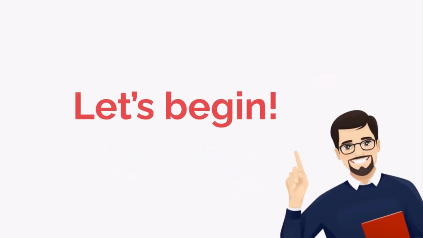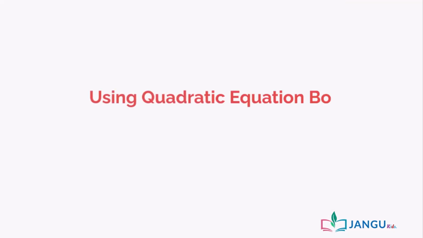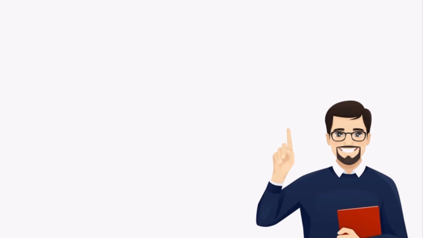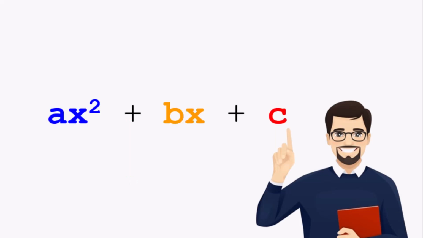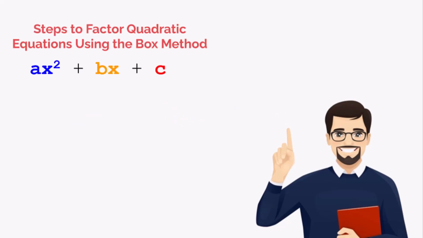Let's begin. In the previous lesson, we learned how to expand and factorize algebraic expressions using prime factors. Now, let's learn how to do that using the quadratic equation box. The box is just a 2x2 square that we use to put the terms of the trinomial. Assuming a quadratic equation, ax squared plus bx plus c, let's look at the steps that must be taken when factoring using the box method.